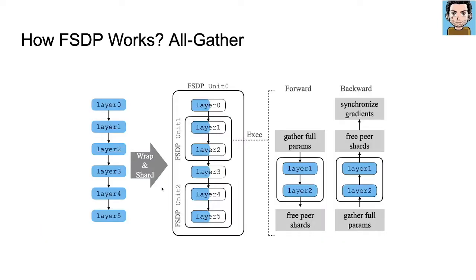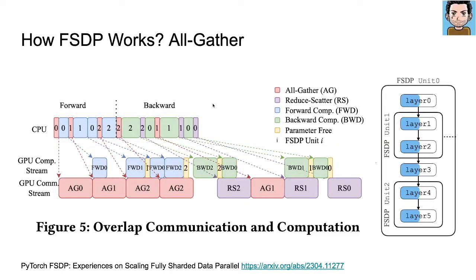This is another figure that shows all gather during both forward and backward passes. To perform a forward pass on FSDP unit number 1, which is this one here, we gather the full parameters, we do the feed forward, and we free the peer shards. The same process happens during the backward pass, as you can see here. This figure shows a complete forward and backward pass on an entire model.